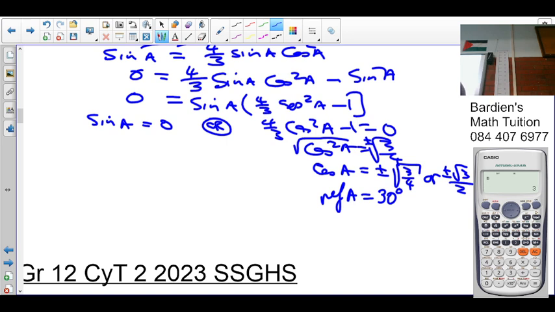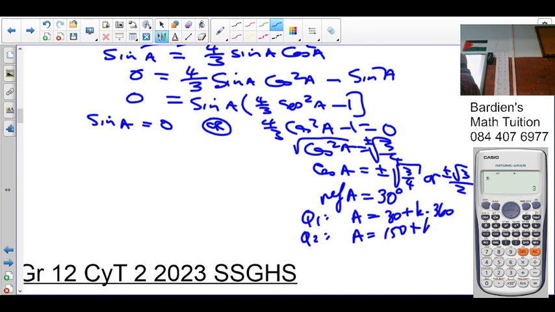So in all 4 quadrants, in quadrant 1, it's going to be A is equal to 30 plus K times 360. Quadrant 2, A is equal to 180 minus 30, which is 150, plus K times 360. I know there is an easier way to write it, but let's just say A is equal to plus minus 30, because then you're counting for quadrant 1 and 4, plus K times 360. And for quadrants 2 and 3, you're going to just say A is equal to plus minus 150 plus K times 360.